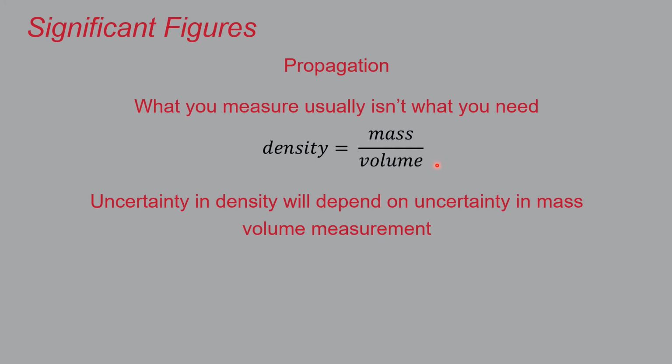Now, in any experimental measurement, there's some uncertainty. Because in almost every case, like with our ruler example, you're just measuring something, you're subjectively comparing something to a scale. And everyone's going to do it a little bit differently. So that means if there's uncertainty in the mass and the volume measurement, there's going to be some uncertainty in the resulting density. And we would like to know what that is.